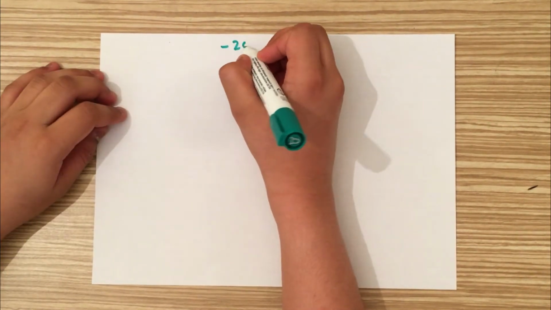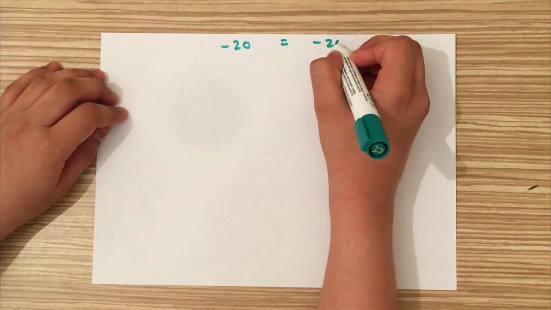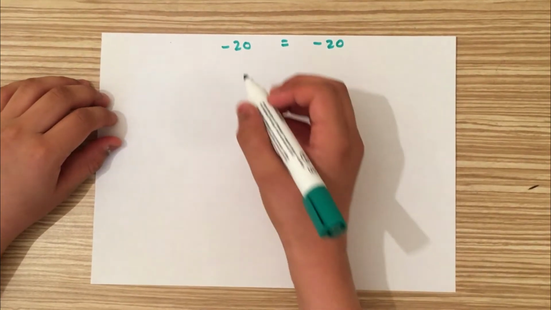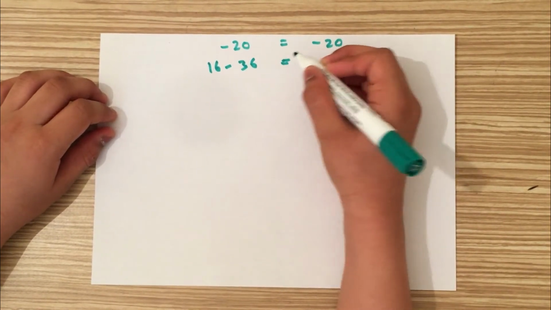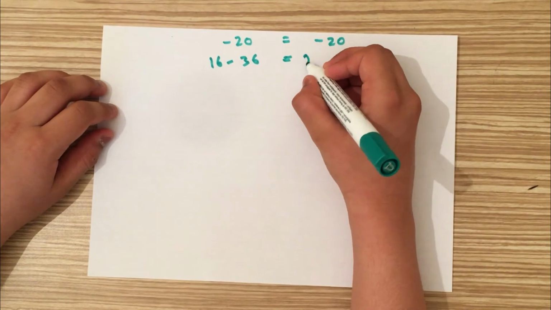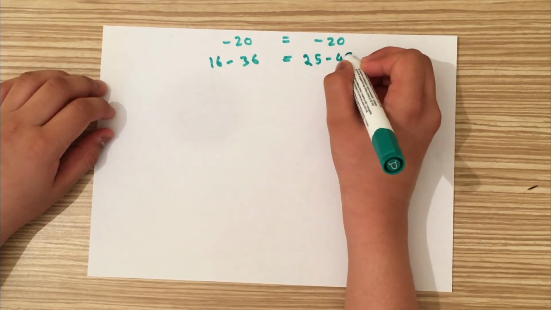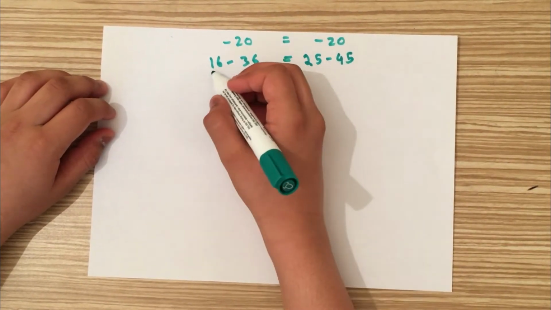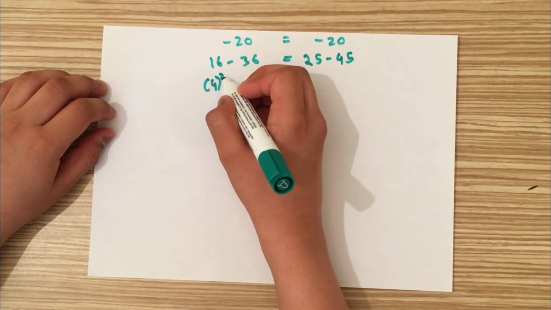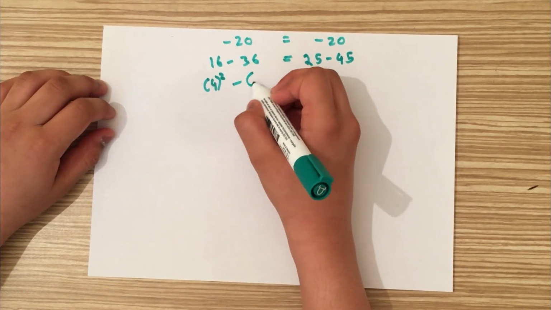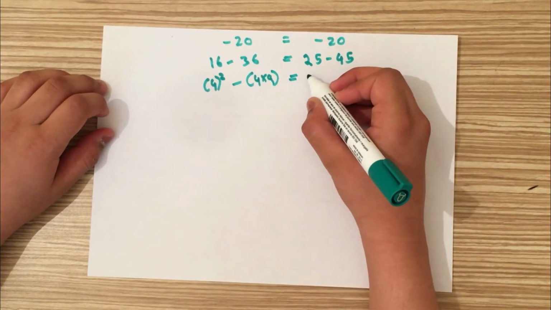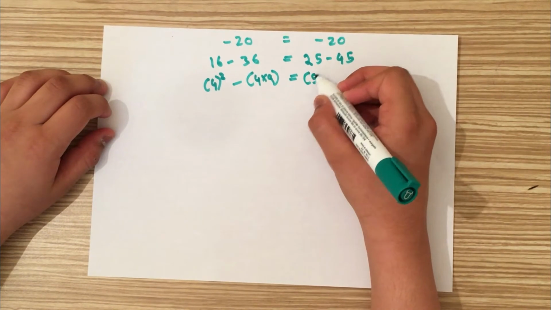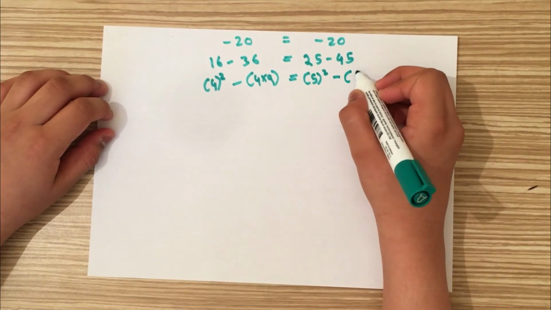Okay, so let's start off with minus 20 is equal to minus 20. That's true, right? So we can take minus 20 as 16 minus 36, and minus 20 on the right hand side as 25 minus 45. So 16 would be 4 squared, and then 36 would be 4 times 9. So this would work. So that's equal to 25, which is 5 squared, minus 45, which is 5 times 9.